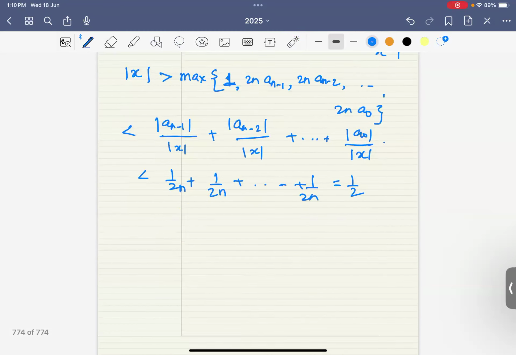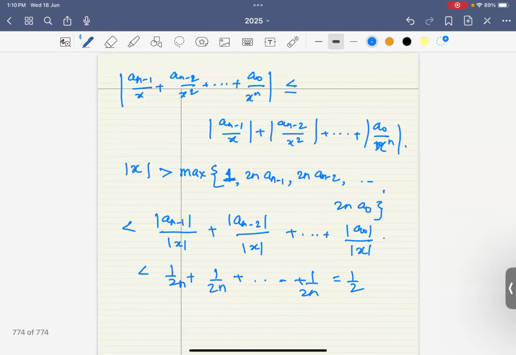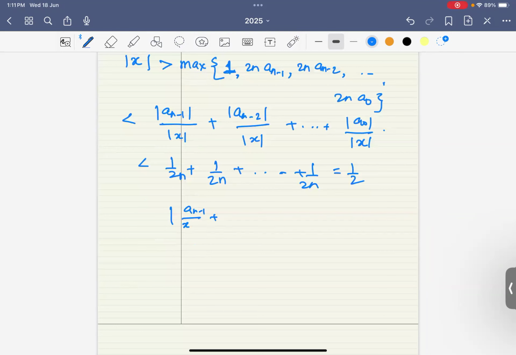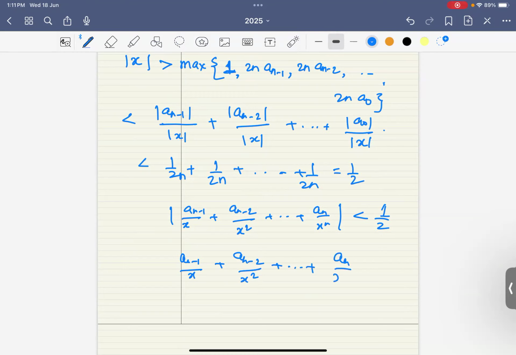So what we've essentially proved is that if you take x with mod of x satisfying these criteria, then mod of a_{n-1} upon x plus mod of a_{n-2} upon x squared, and so on, is less than 1 by 2. This means that the number a_{n-1} upon x plus a_{n-2} upon x squared, and so on, lies between minus 1 by 2 and 1 by 2. Are we clear?